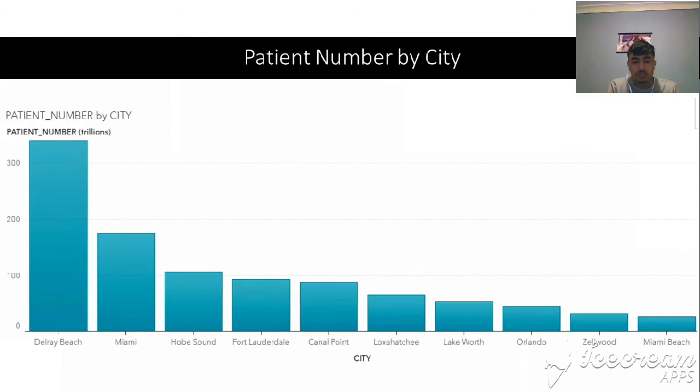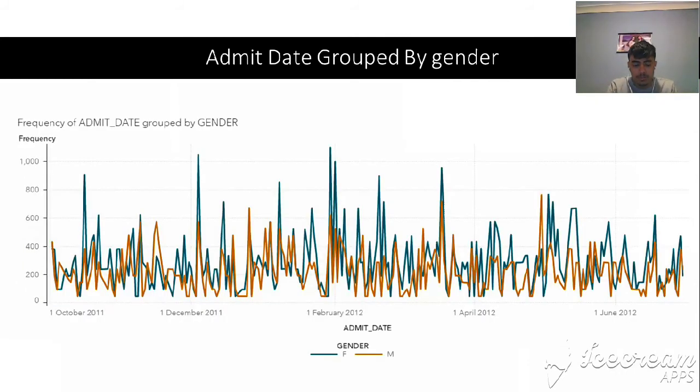The top 10 cities with respect to number of patients are Dania Beach, Miami, Hobe Sound, Fort Lauderdale, Canoe Point, Loxahatchee, Lake Worth, Orlando, Gilwood, Miami Beach. The data has been categorized into female and male groups. For females, the active and inactive months were February and June respectively, and for males, the active and inactive months were January and September respectively.